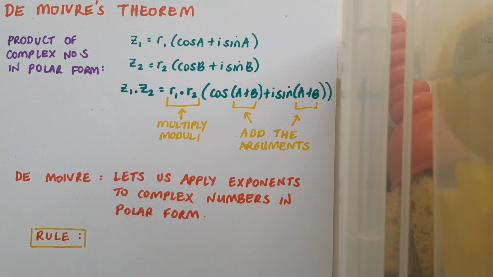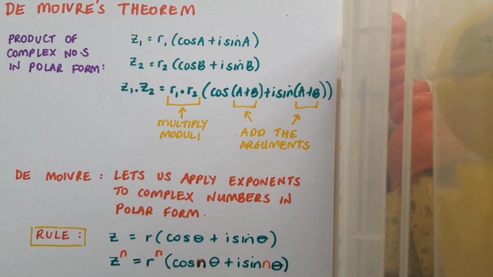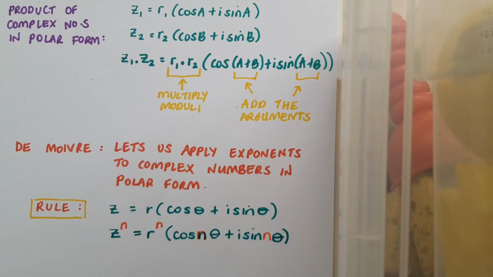So here's our rule for de Moivre. If z is equal to r (cos theta + i sin theta), then z to the n equals r to the n (cos n theta + i sin n theta). So where does this come from? Well, let's look back to our rule again.